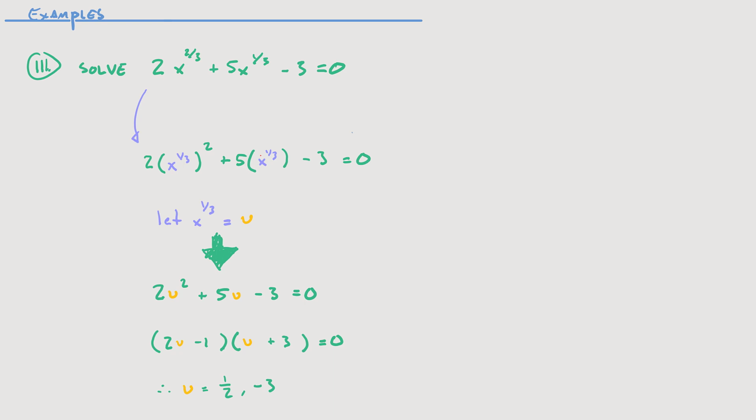A common mistake here is students will stop at this point and be like, I'm done, I found U. But we're not trying to find U. This isn't an existential sort of problem. We're trying to find x. Okay, so what we need to do is remember, wait a minute, U is x to the 1/3.